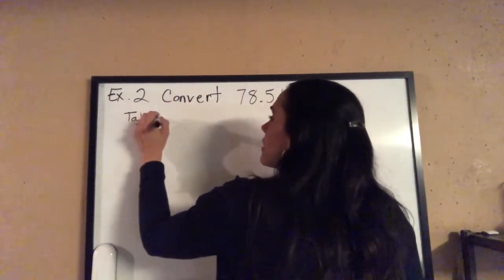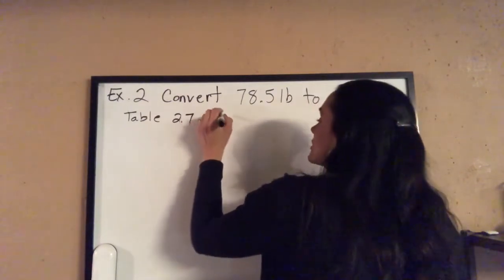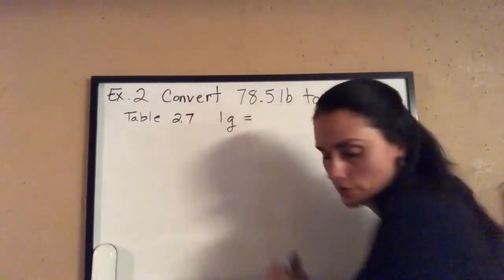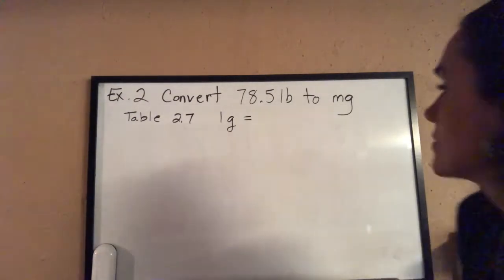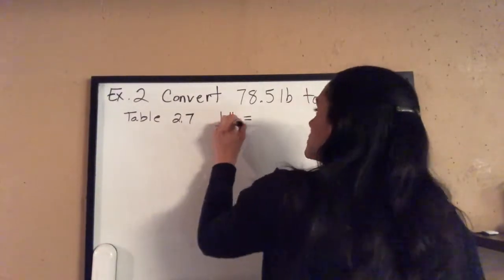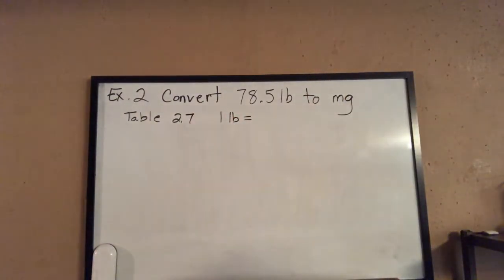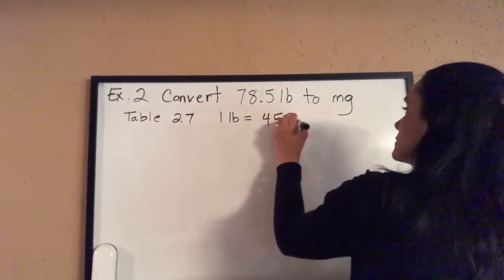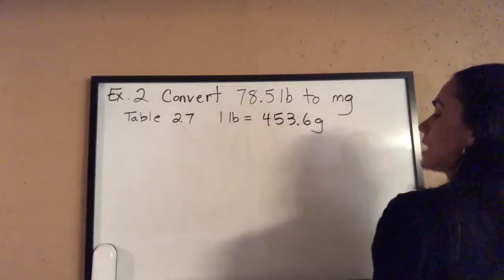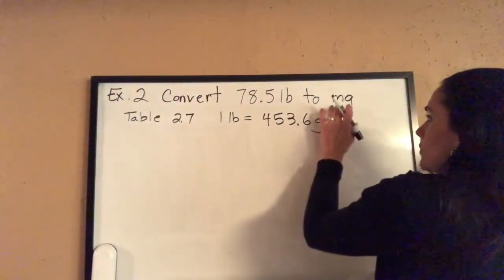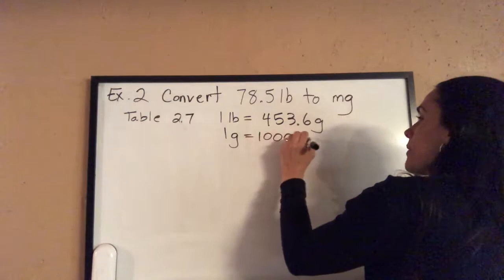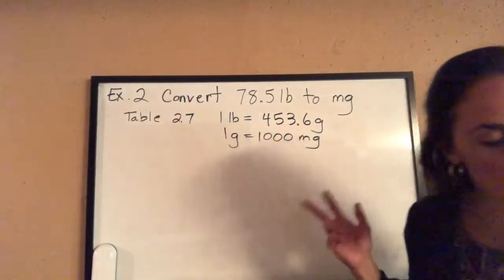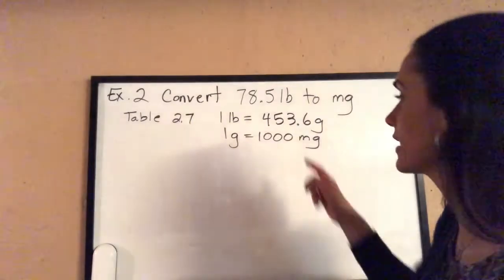So table 2.7, we can convert 1 gram, I'm sorry, 1 pound equals 453.6 grams. Okay, and then we can use a metric equality for grams to milligrams. 1 gram equals 1,000 milligrams. So those equalities we need to use as conversion factors.